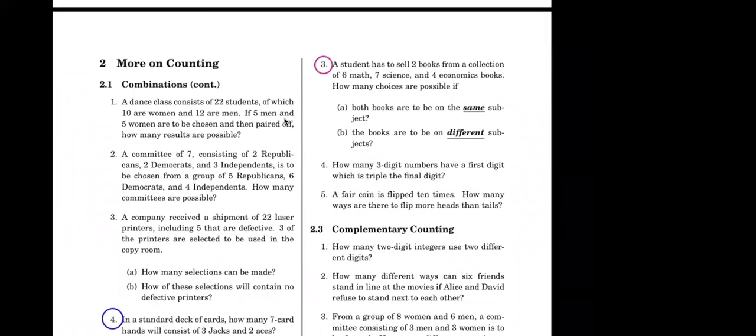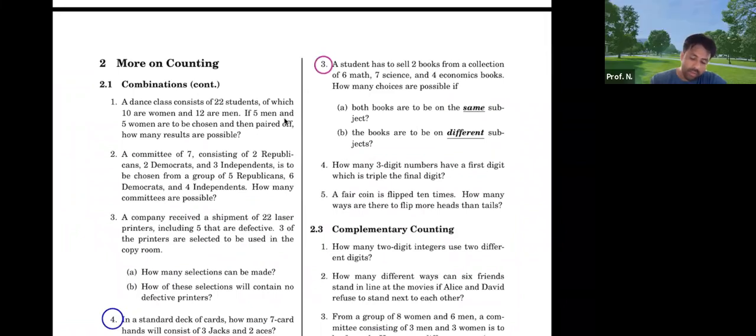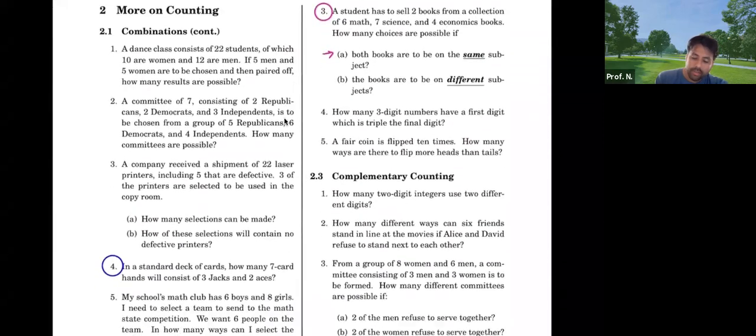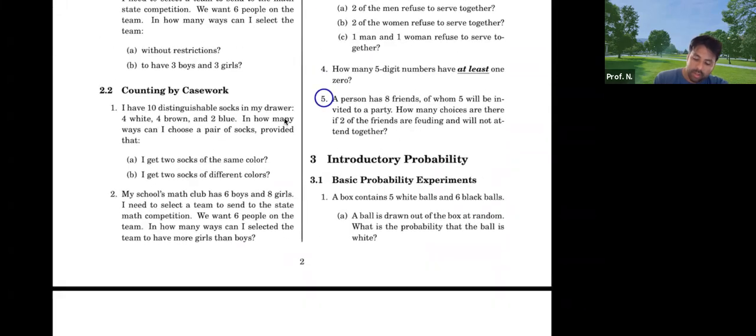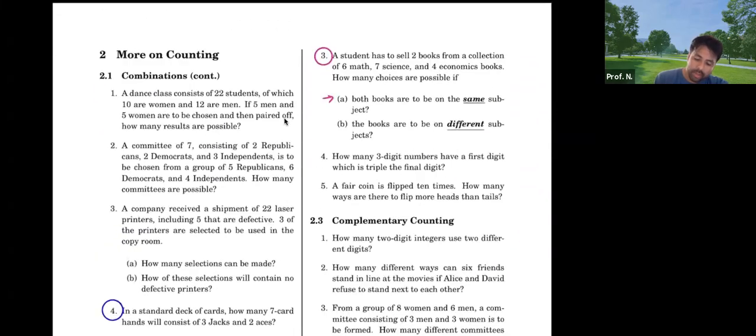Number 3. Yeah, thank you. So let's look at number 3. It says a student has to select 2 books from a collection of 6 math, 7 science, and 4 economics books. How many choices are possible if, part A, both books are to be on the same subject, part B, the books are to be on different subjects? Okay. Let's do part A first. So what does part A ask? All right, so this is 2.2, number 3.